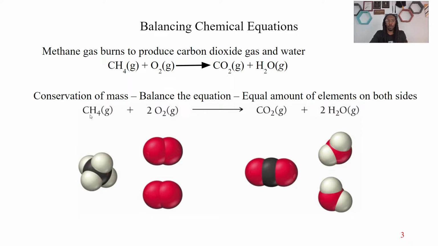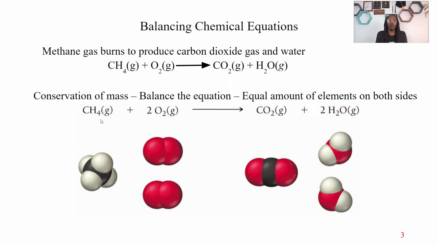As well as, if we look over here, what happens with my hydrogens that weren't balanced before? I had 2 before, but if I multiply by 2 because of the coefficient, I have 4 hydrogens. And if I look on this side, I have 4 hydrogens.